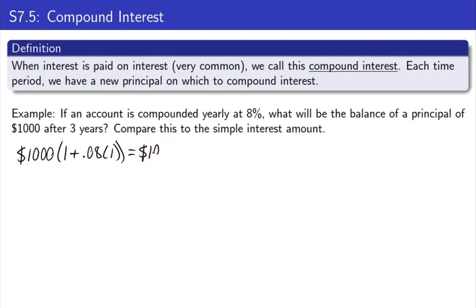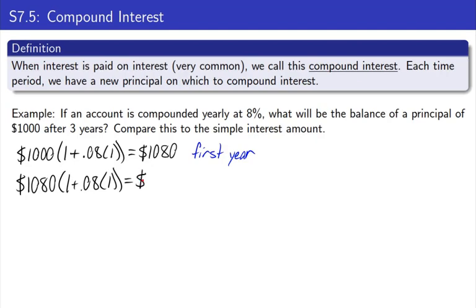I get $1,080. That's the first year. For the second year, again, we're compounding interest on interest. So we've got the $1,080 that we're going to be compounding in the same manner. So we're going to get 8% interest on the $1,080 from the first year. When I do that, I get $1,166.40. That's the amount in the second year.